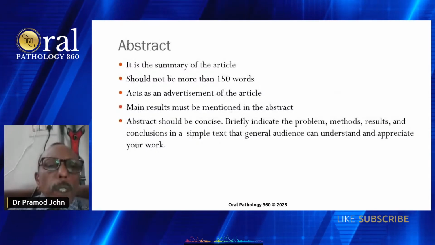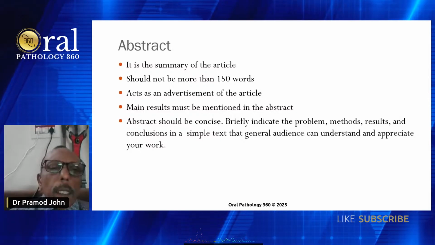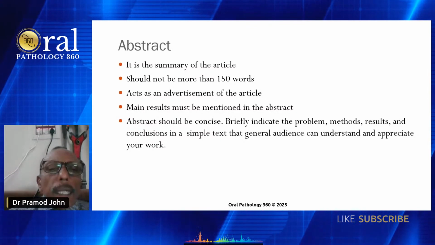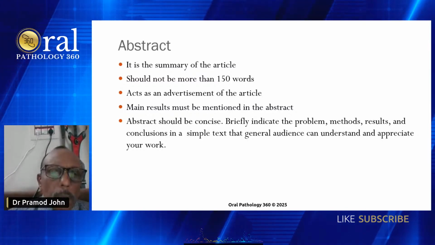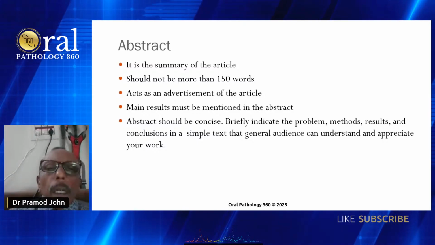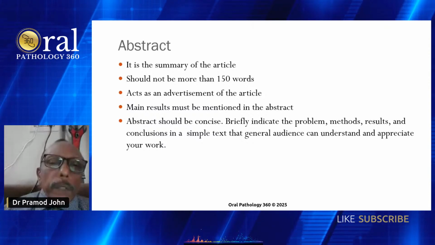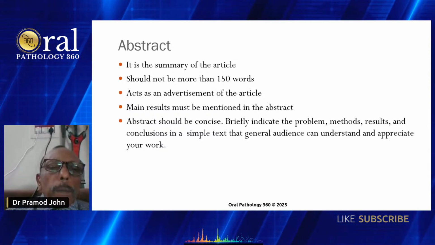Now, how do you prepare an abstract? It is the summary of the article. As you know, abstract means it's a summary. It is a gist. So it should not be more than 150 words. Some journals may tell you can have up to 250. Suppose if they don't mention 250 words, stick to 150 words. It should not be more than that.